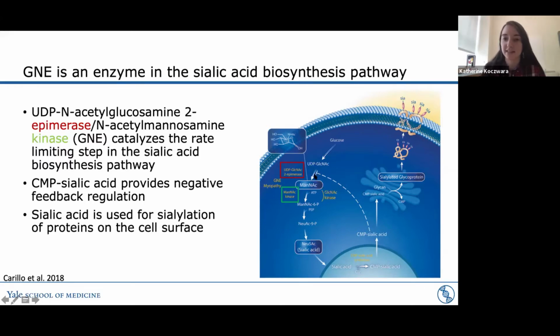And lastly, something you should really take note of is that sialic acid is eventually used to sialylate proteins on the cell surface. It's added as a terminal sugar on sugar chains on the cell surface. This is a really important thing to keep in mind throughout my talk, because the presence of sialic acid on the cell surface is something that we can measure or investigate to determine how well the sialic acid biosynthesis pathway is occurring, and by proxy GNE activity.